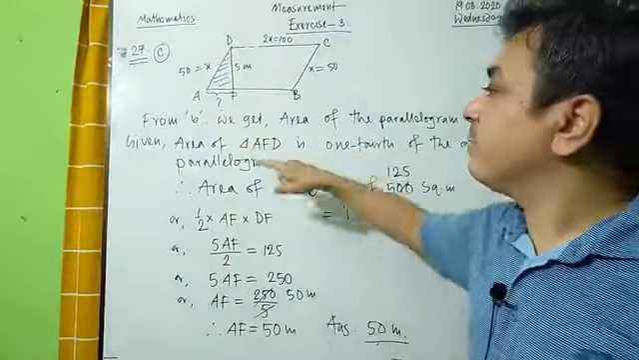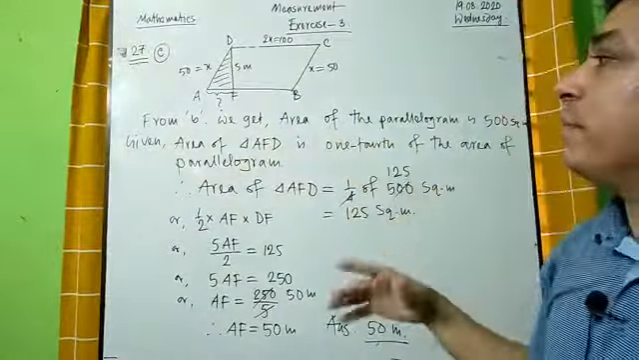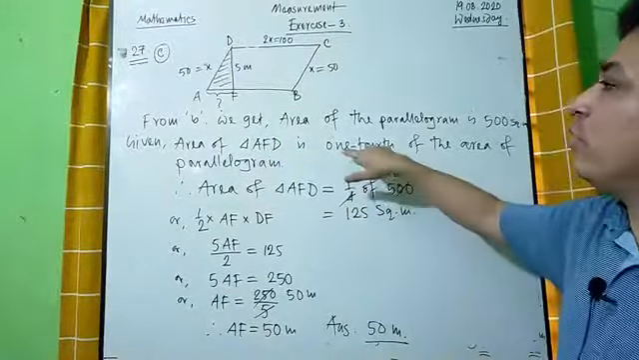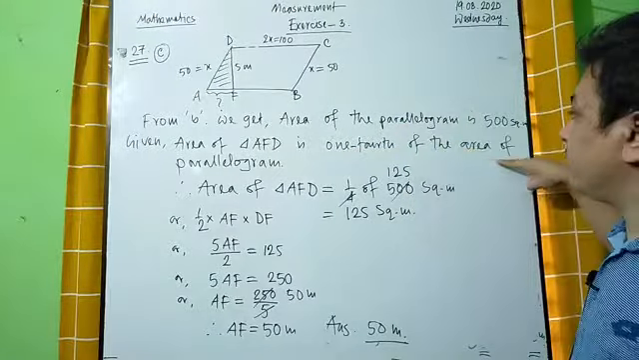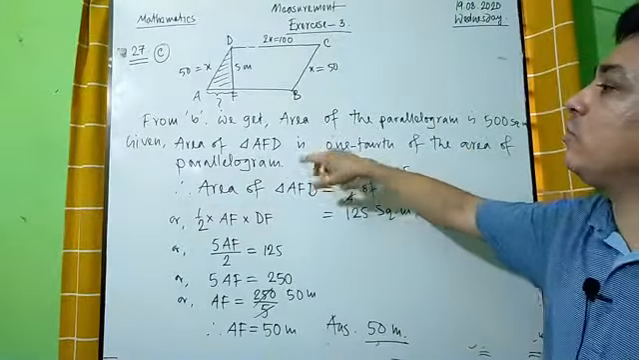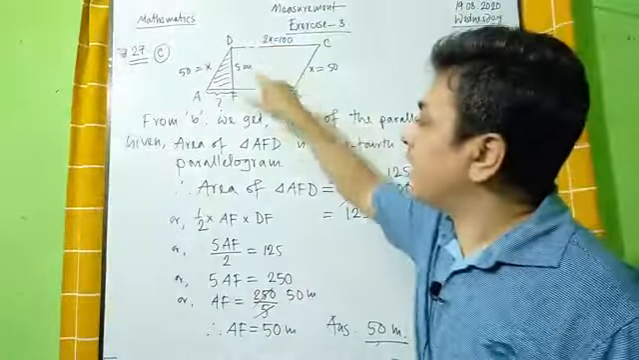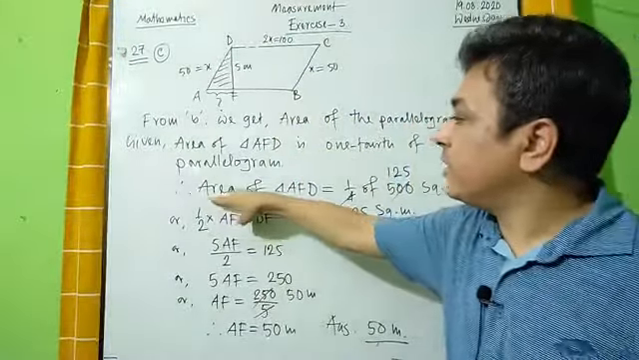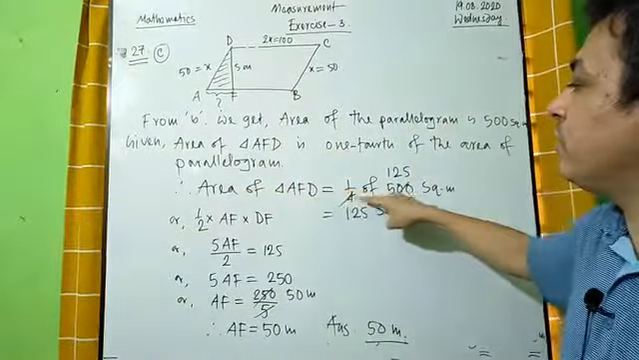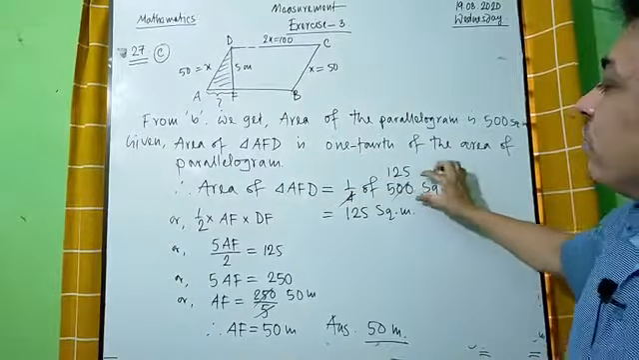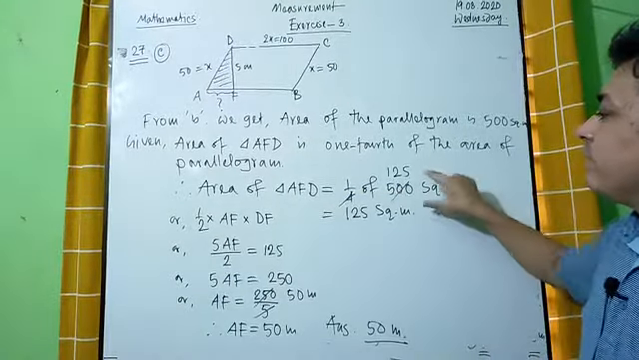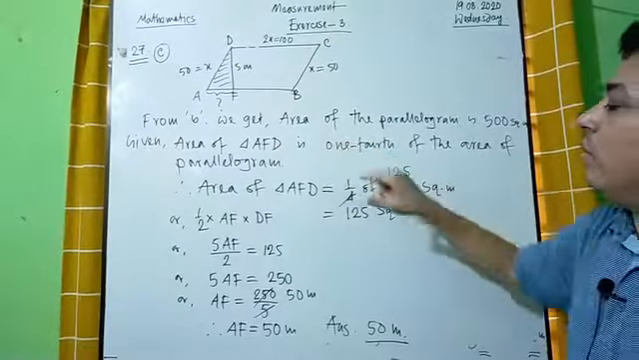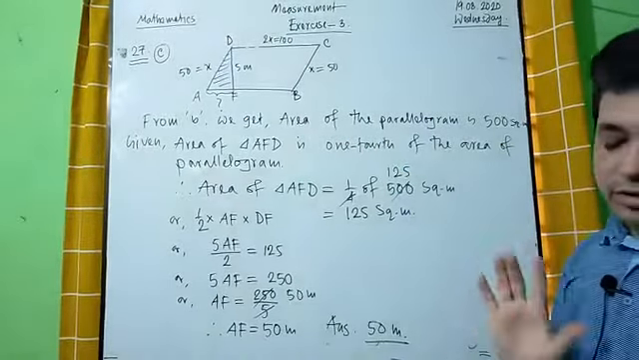Okay, look at that. In the question we have been given 1/4 of the area of the parallelogram is equal to AFD, the area of the triangle. So that is why I have written here area of the AFD equals 1/4 of 500 square meter. 500 square meter is the area of the whole parallelogram. Okay, do you understand this line?